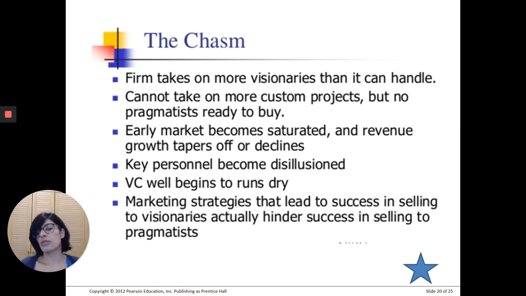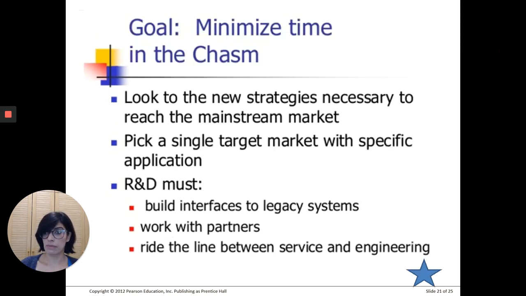The market strategy that you use that will lead to success in selling to the visionaries might not actually help you sell to the pragmatists, and you have to make a decision. Are we actually going to move forward or not? So your goal as a firm to get your product out into the market is to minimize the amount of time you spend in the chasm. So what new strategies do you need to put in place to reach the mainstream or mass market? So what do you actually have to do in order to reach those people?